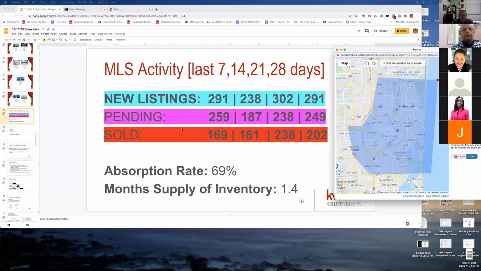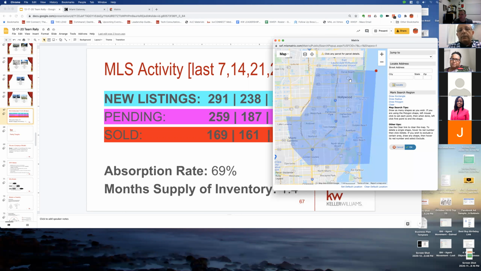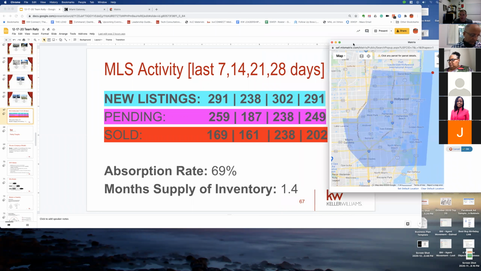Put this over here. So we want to have our search area. So what we're doing is we're diving into absorption rate and month supply of inventory, how to calculate it. So Sarah, if you were in a neighborhood, you would just do the neighborhood. If you wanted to do a city, you could just do the city. If you want to do a building, you could just do a building. Yet these numbers here represent this area, which is our service area for our office. You can comfortably sell all of these areas from where our office is located.